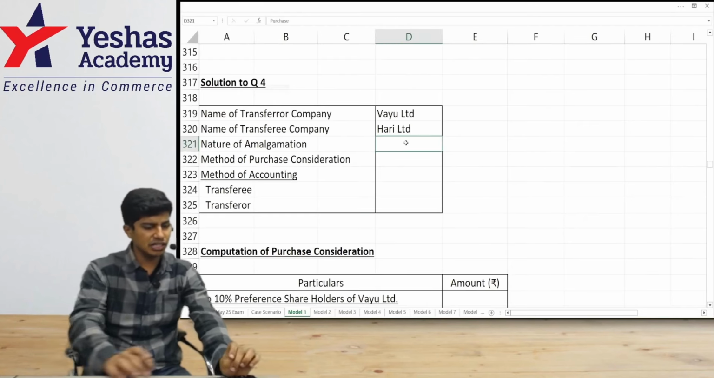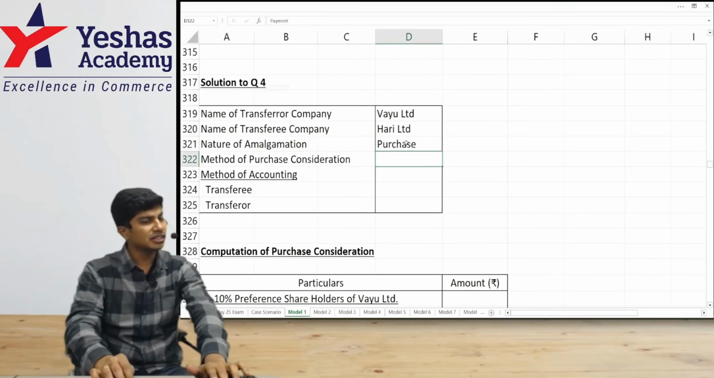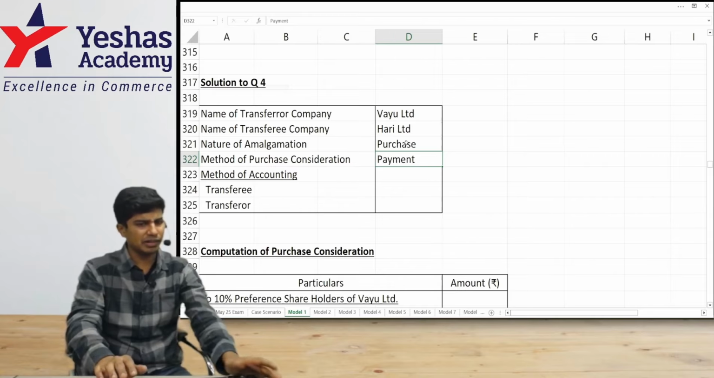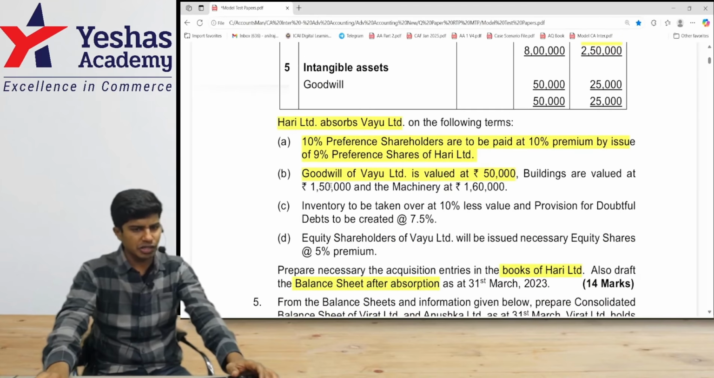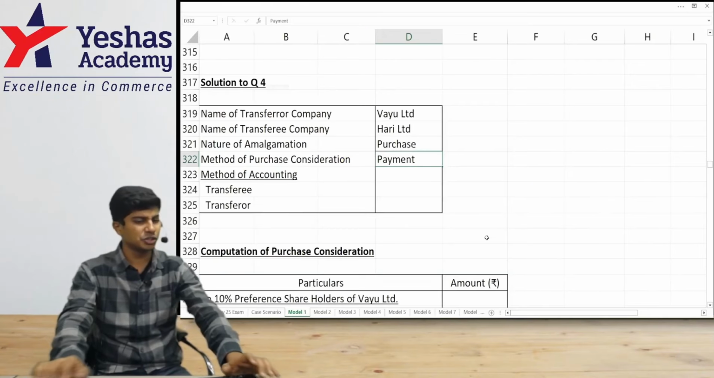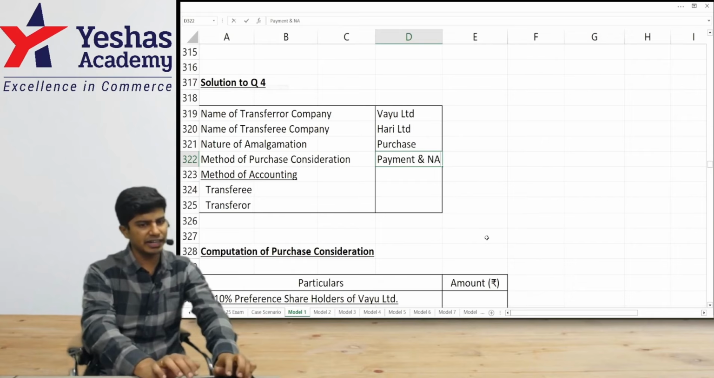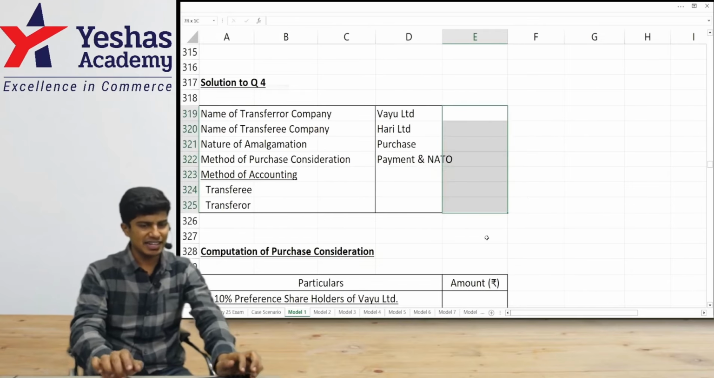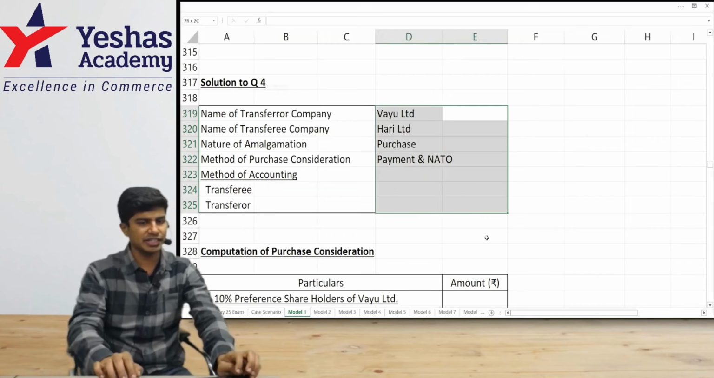And method of PC is payment method, payment come NAM. It's like payment come NAM, partly payment and NAM. Have they told what is to be given to equity shareholders? They've told equity shareholders of Vayu Limited, they've given only issue price. So this is payment and NAM, partly payment method. Partly the data is given like it is NAM, net assets taken over method.